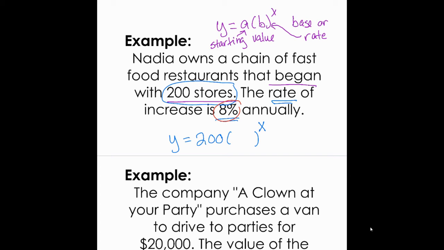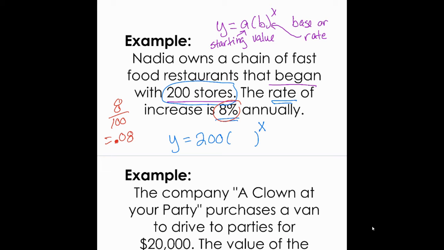Now remember, we don't ever use the percent sign in equations and formulas. We want to change it to a decimal. If you can't remember how to do that, you could take 8 in your calculator and divide it by 100. That's the same thing as 0.08. So there's our rate right there. So it's increasing 8%. But now let's think about this. Let's say I'm going to multiply 200 by 0.08. And that will tell me, since she's increasing annually, how many stores she has after 1 year.